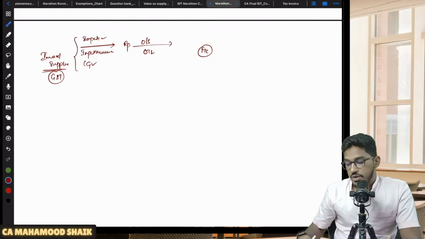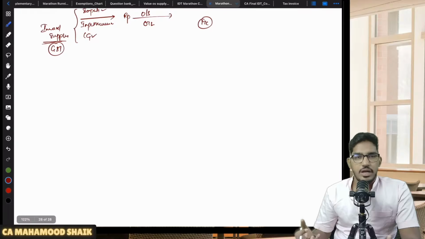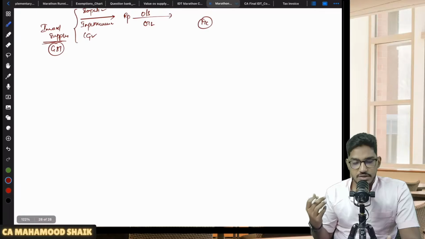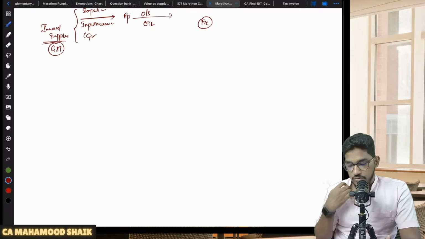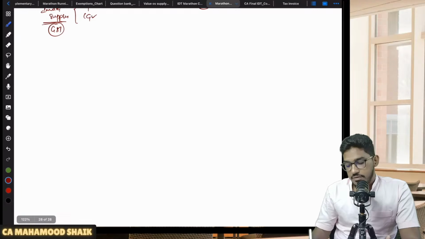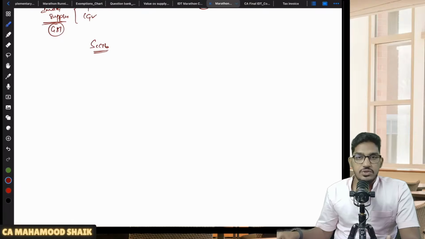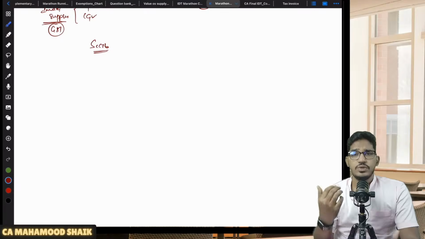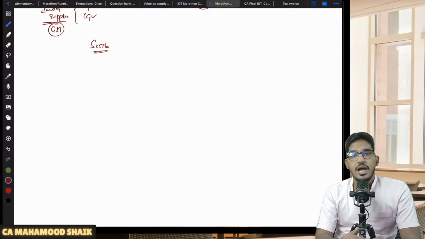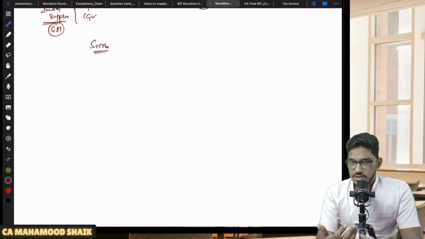Okay, right. So now what we are going to do is refer to various sections of the GST Act which talk about this input tax credit. First we will be taking up section number 16, which talks about eligibility and conditions for availing the input tax credit. Who is eligible for availing input tax credit, and what are the conditions which are required to be fulfilled in order to avail that input tax credit? That discussion is contained in section number 16. We'll start our discussion with section number 16.